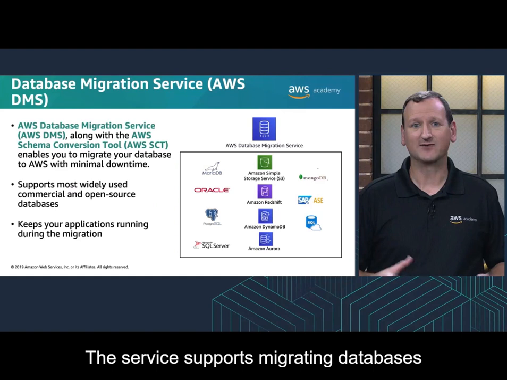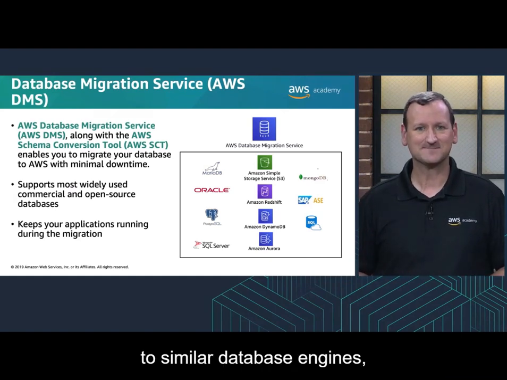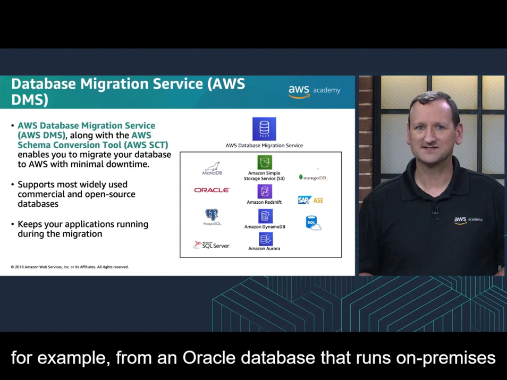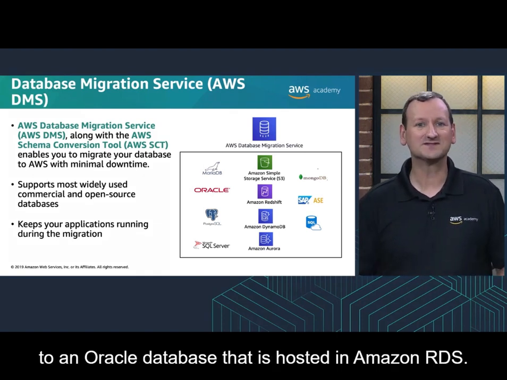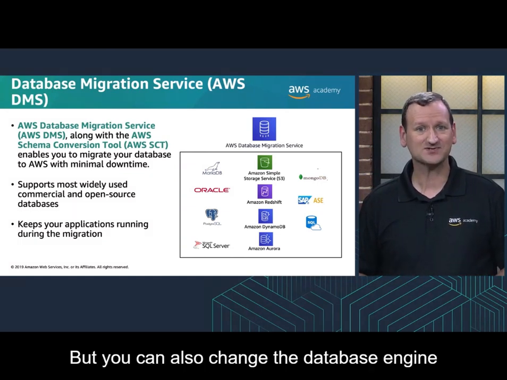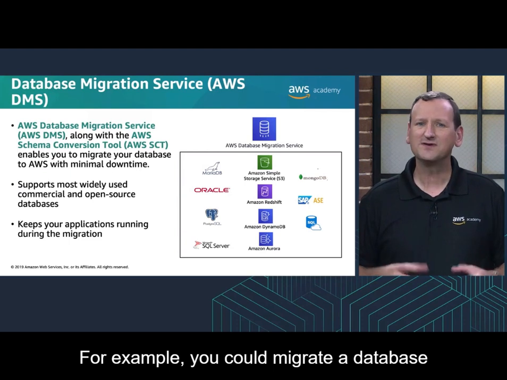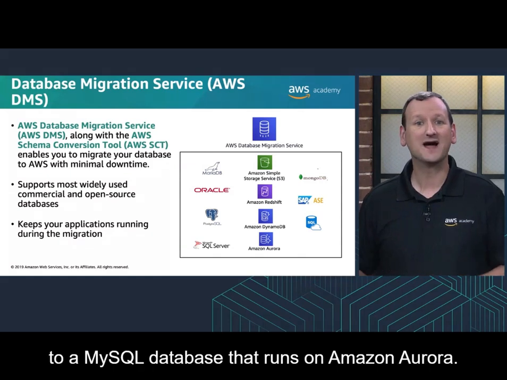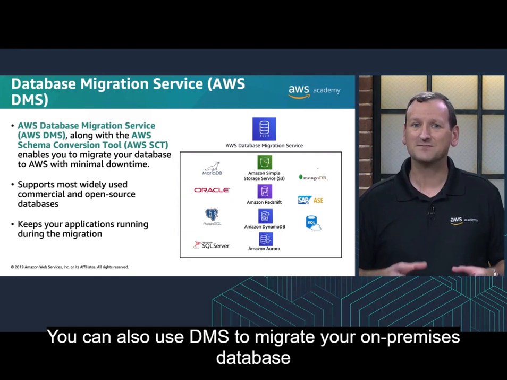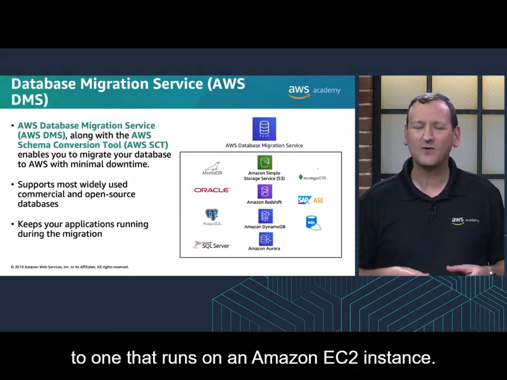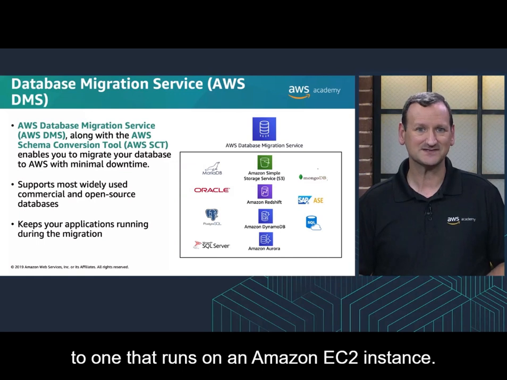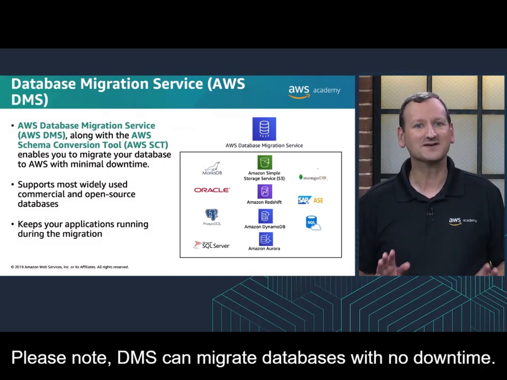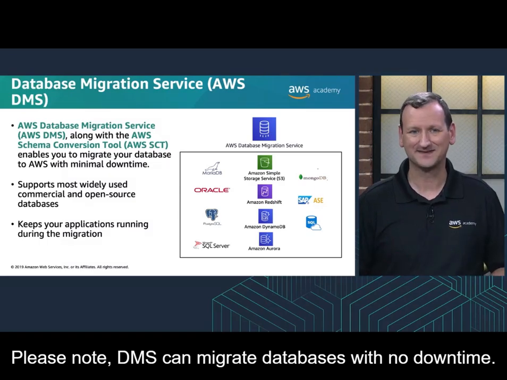The service supports migrating databases to similar database engines. For example, from an Oracle database that runs on-premises to an Oracle database that is hosted in Amazon RDS. But you can also change the database engine during the migration. For example, you could migrate a database that runs on Microsoft SQL Server in your on-premises environment to a MySQL database that runs on Amazon Aurora. You can also use DMS to migrate your on-premises database to one that runs on an Amazon EC2 instance. Please note, DMS can migrate databases with no downtime.